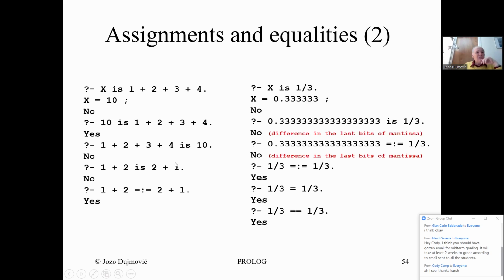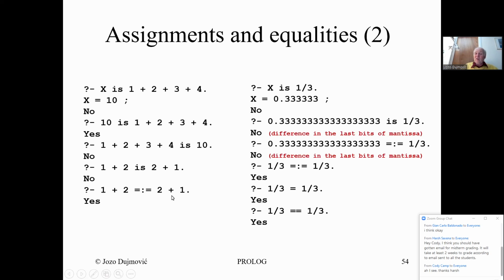Here is the case where we try to assign x is 1 plus 2 plus 3 plus 4, the result is x is 10. You can also check whether x is this expression, the result will be yes. But you cannot say 1 plus 2 plus 3 plus 4 is 10, because this is not a single value. So this is going to be answered no. Same is here. You cannot instantiate 1 plus 2. This is an expression. Therefore, the answer is no.